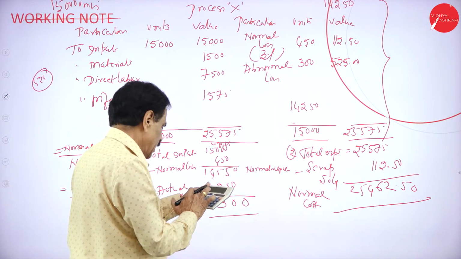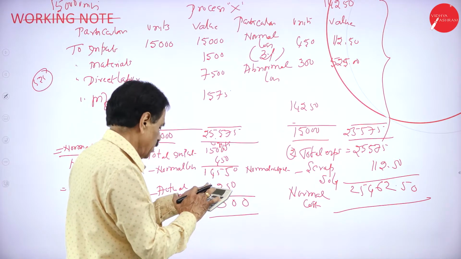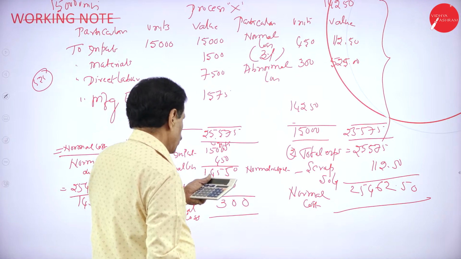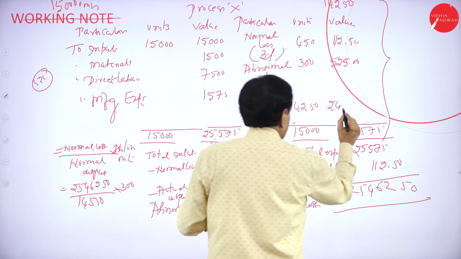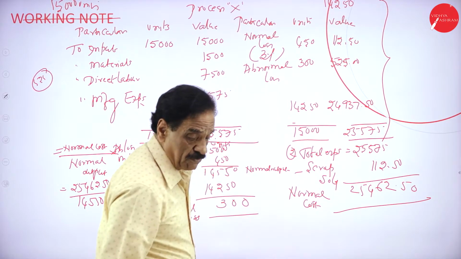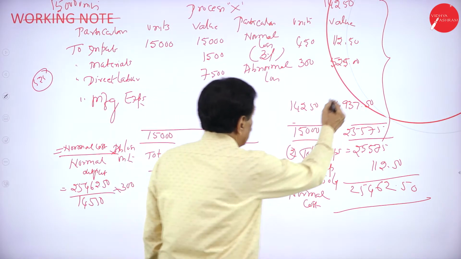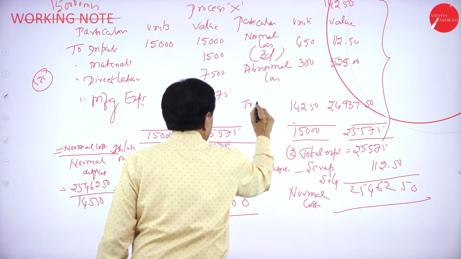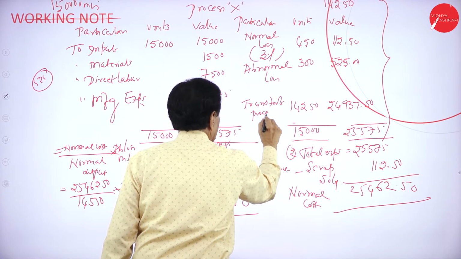So 25,575 minus 112.50 minus 525 is 24,937.50. Check this. Right. Transfer to process Y.